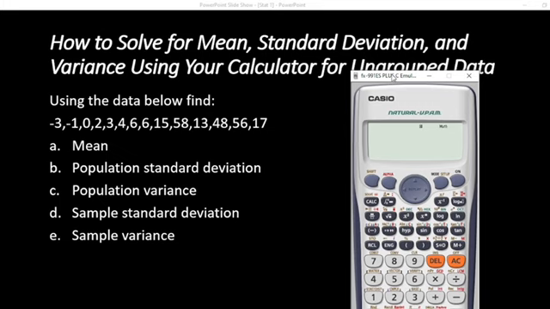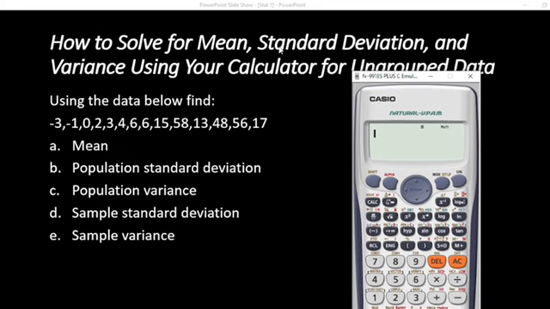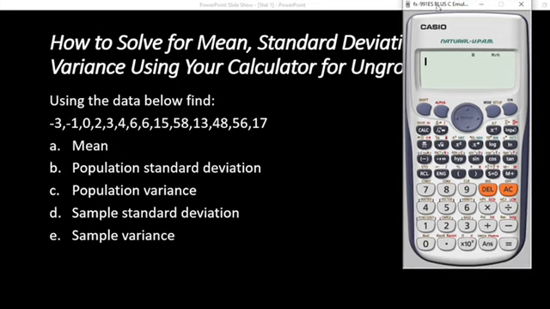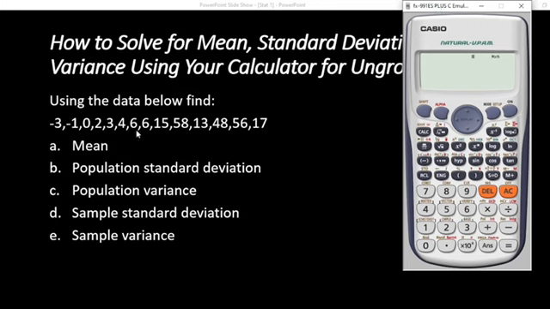In our video today, we are going to look at the proficiency of you using our scientific calculator to solve for mean, standard deviation, and variance using an ungrouped data that we've been given. As you can see, this is an ungrouped data. So we are going to head straight to our calculator. I'll urge you to also grab your calculator so that you go along with me.